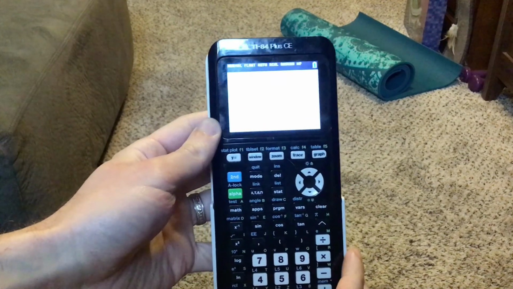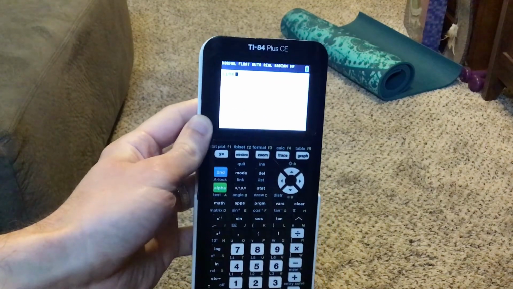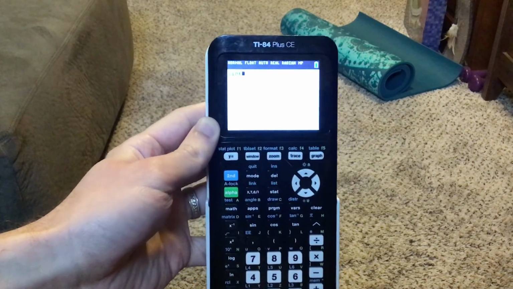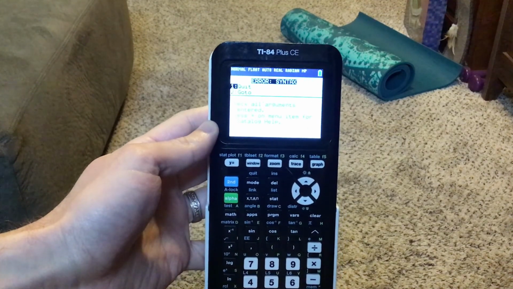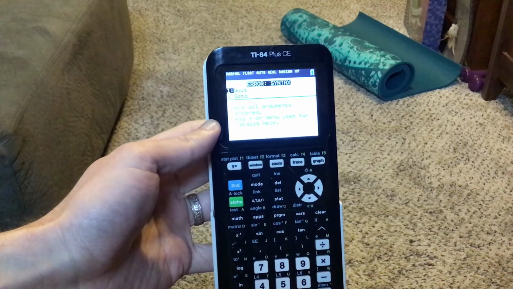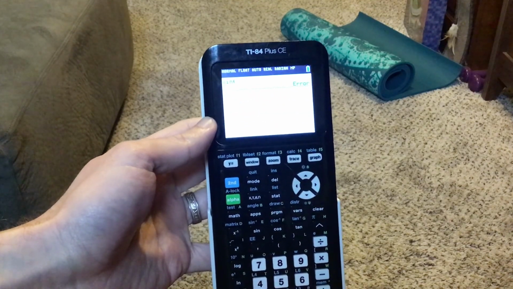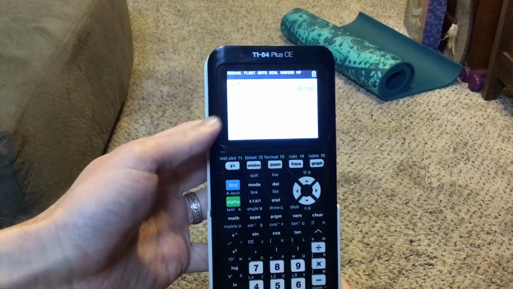So the first one is going to be the syntax error. I'm going to just type in sine, and then I'm not going to put anything in there, and I'm just going to hit enter. And so I get this error message, and it says syntax. Now, a lot of people will just go to quit, and the thing is, the calculator actually helps you figure out what your mistake was.